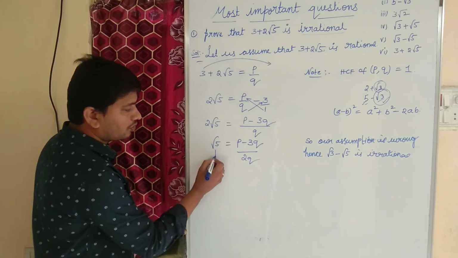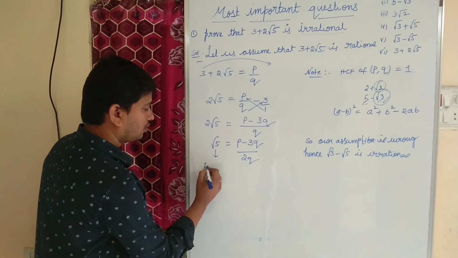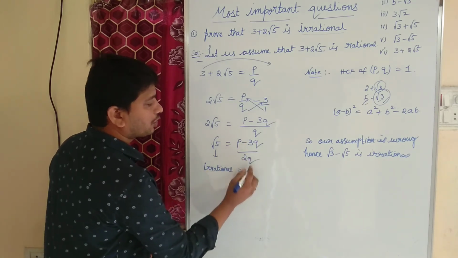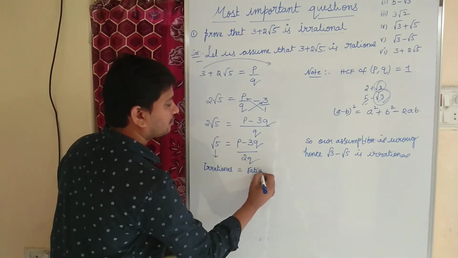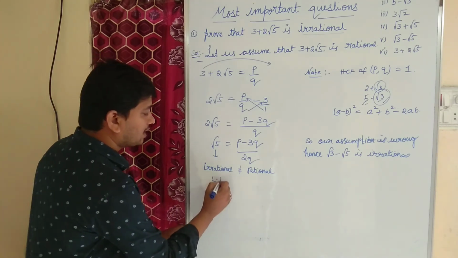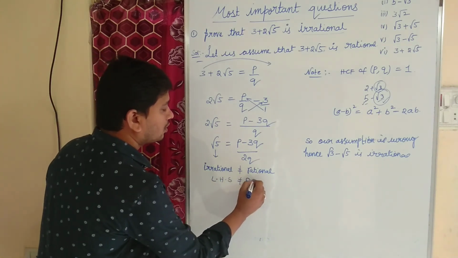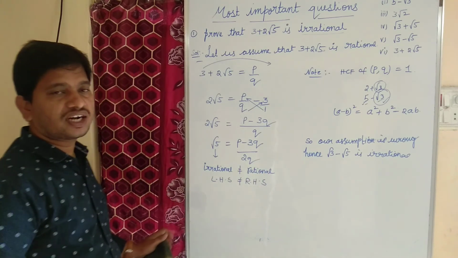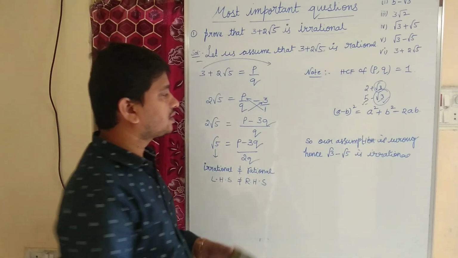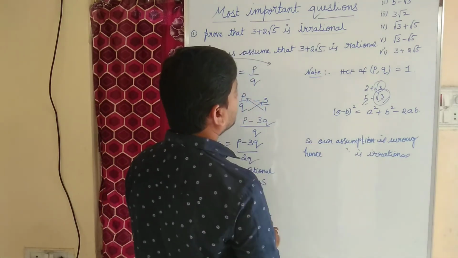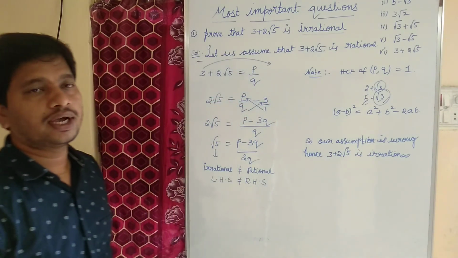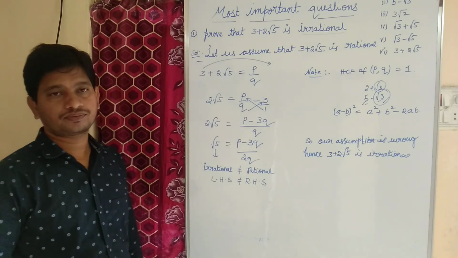As we know that root 5 is irrational. Root 5 is irrational, but what about (p minus 3q) by 2q? That is a rational. Is irrational equal to rational? No. I mean LHS is not equal to RHS. So our assumption is wrong. Hence what is given? 3 plus 2 root 5 is irrational.